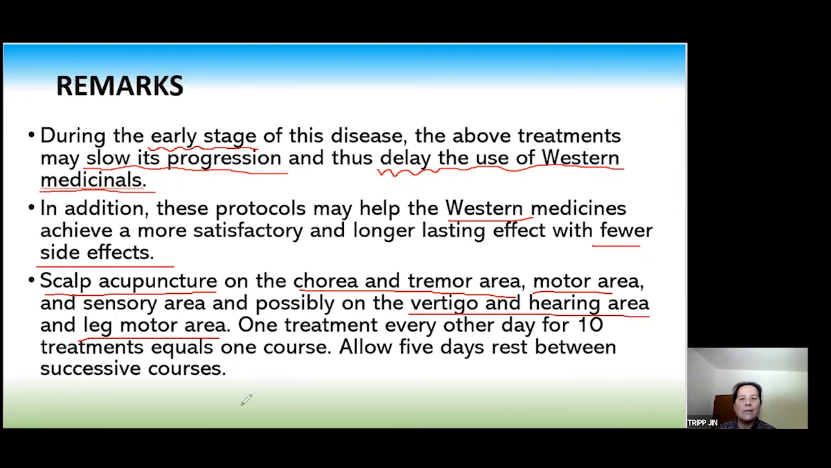So basically we can combine body acupuncture with ear acupuncture together. Truly this treatment we need to continue. It's a long-term treatment. So that's basically about this illness, Parkinson's.